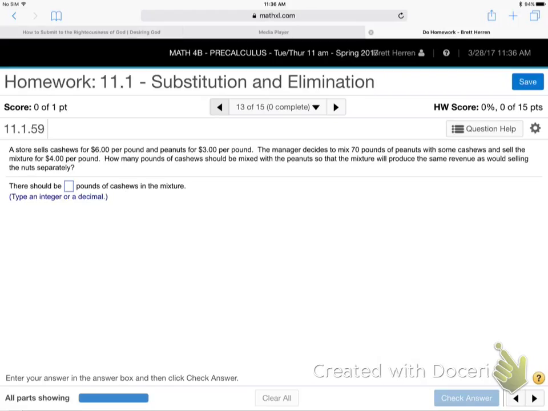All right, store sales. So whenever you do a money problem, usually you have one equation that's, well, let me put it this way. One equation that's no money, and the other one that's money all the way. Okay, so the no money equation, let's see. What are we talking about? Cashews, peanuts, 70 pounds of peanuts, and sell the mixture for $4 per pound.